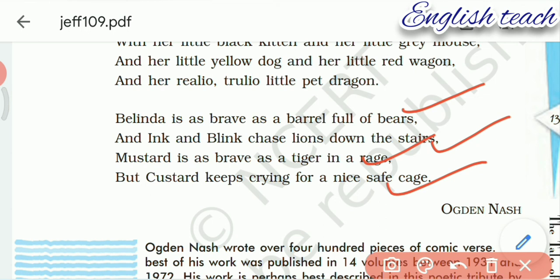So Belinda is explained as brave like a bear. Ink and Blink show their braveness like a lion. Mustard's bravery is compared to the tiger, and Custard always likes to be in a safe cage.